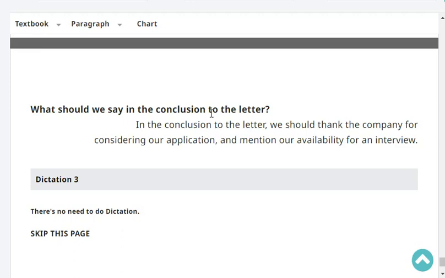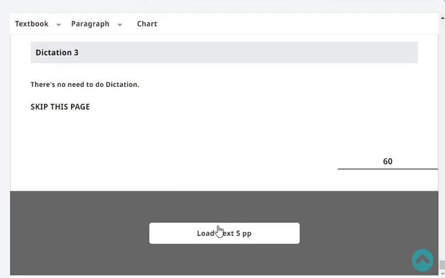What should we say in the conclusion to the letter? In the conclusion to the letter, we should thank the company for considering our application and mention our availability for an interview. Very good. And that's the end of our revision.